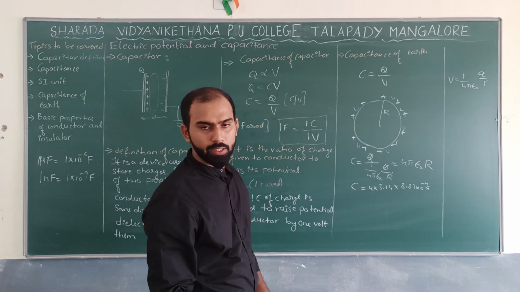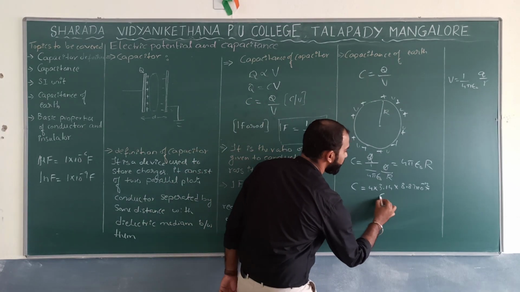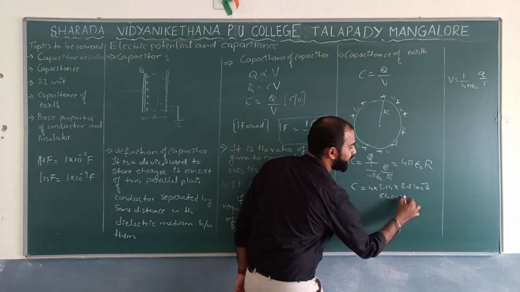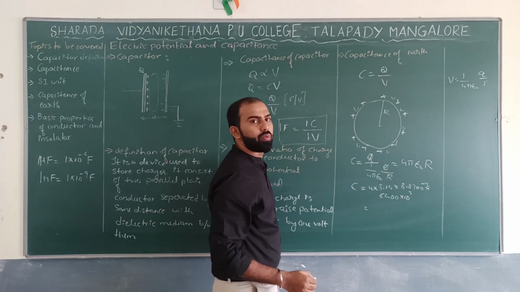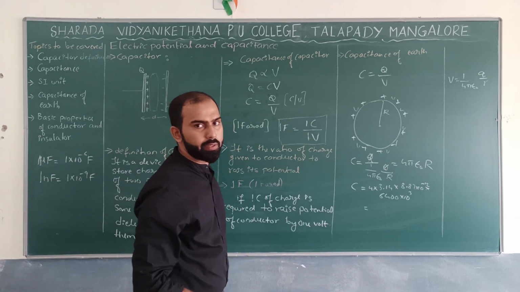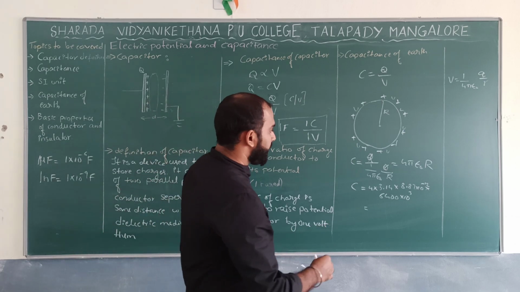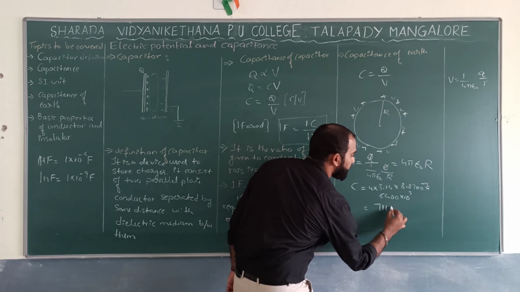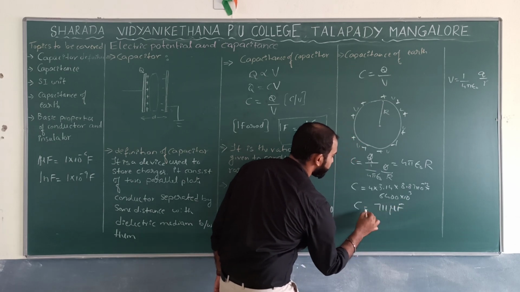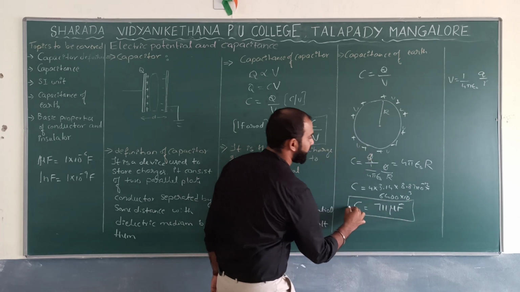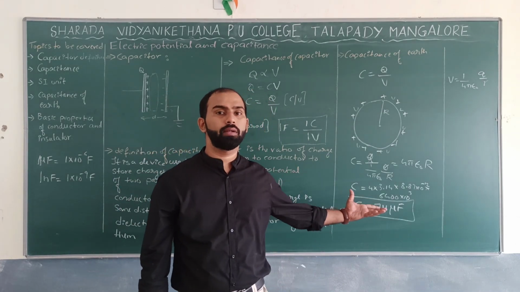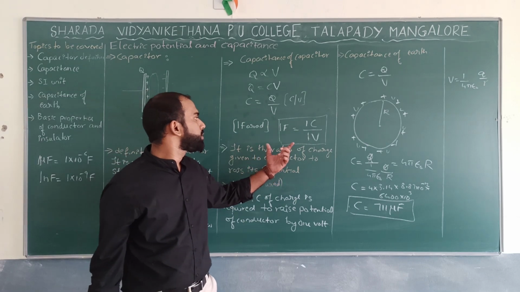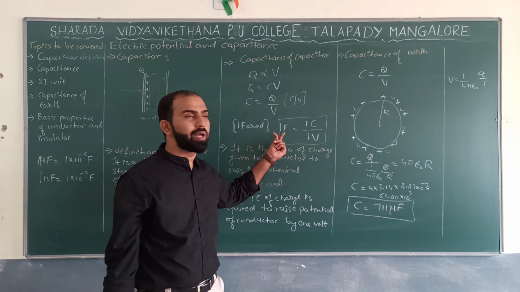What is the radius of earth I can expect? That is 6,400 kilometers, that is 6,400 into 10 to the power 3 meters. What is the total calculation I can expect? That is 711 microfarad. So this is what I can expect. It is the capacity of earth. So think, this is not at all near the value of 1 farad.